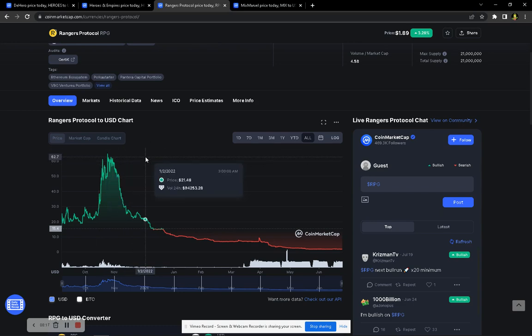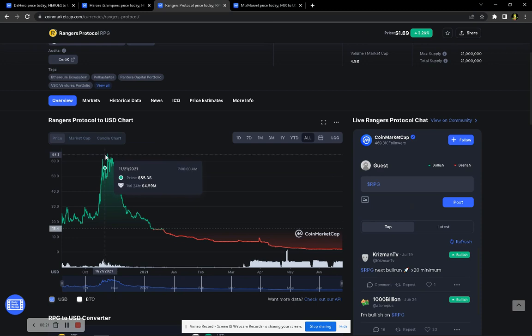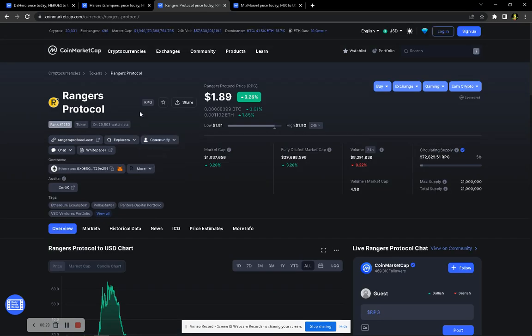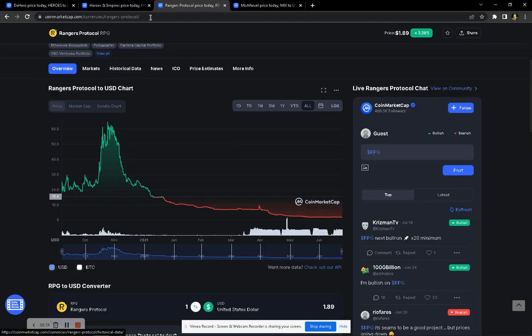It only has 21 million supply. The market cap is so tiny. One of these coins, we're sitting at $65 a coin. That's pretty good considering the price is only $1.89. Even if it went to that, that's really great. That's a good return right there.